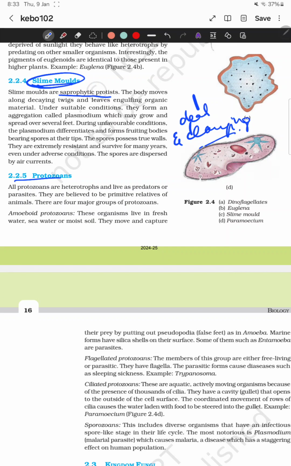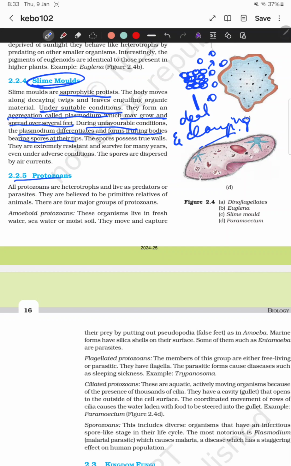It has two conditions. Under suitable conditions they form an aggregation called plasmodium, which can grow and spread all over, which means it forms bunch-like structures. In the same way, under favorable conditions the plasmodium differentiates and forms fruiting bodies bearing spores at their tips, which means they can be dispersed through the air currents. These possess true walls and are extremely resistant, surviving for many years even under adverse conditions. The spores are dispersed by the air currents.